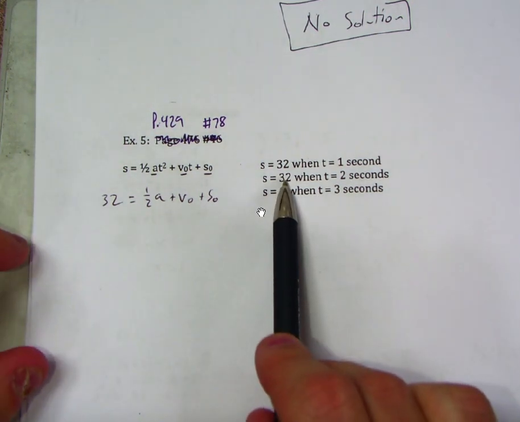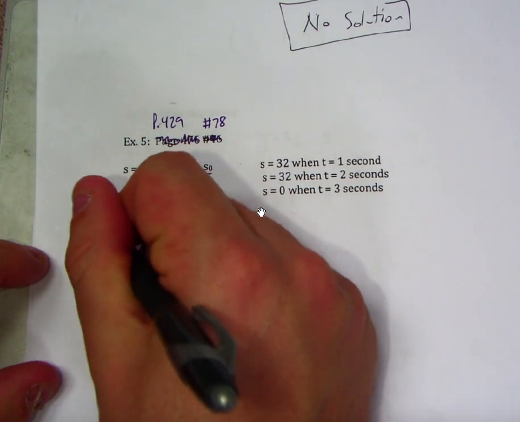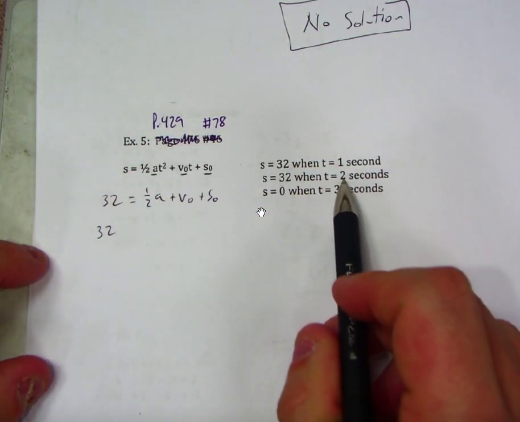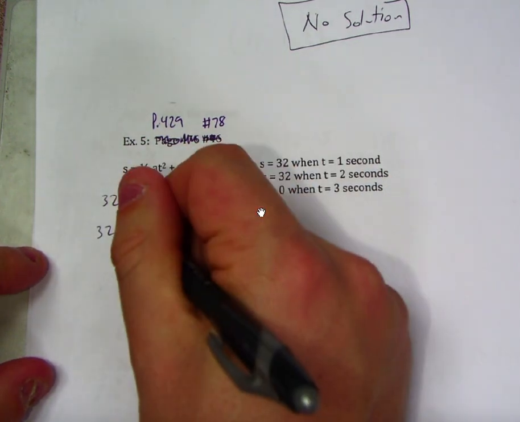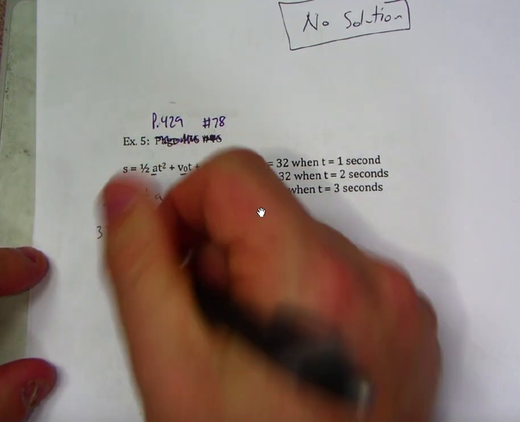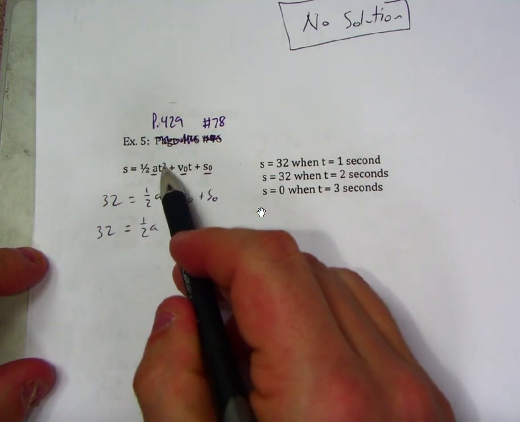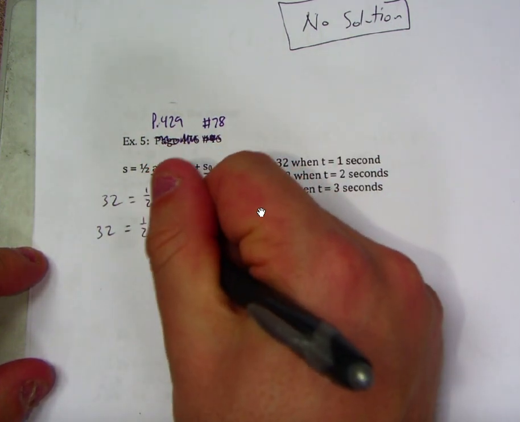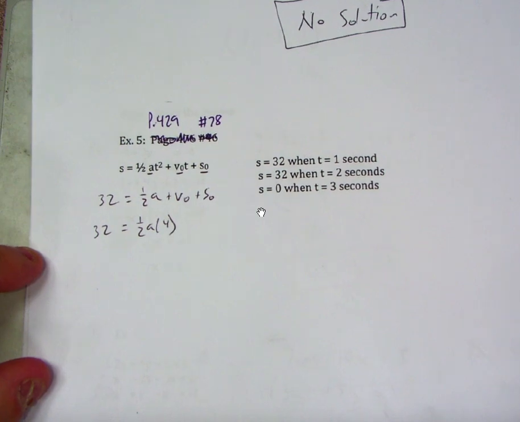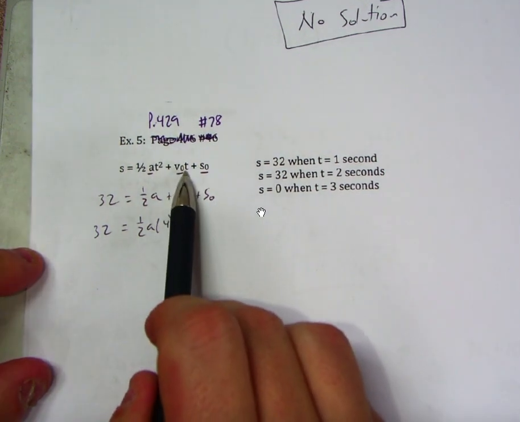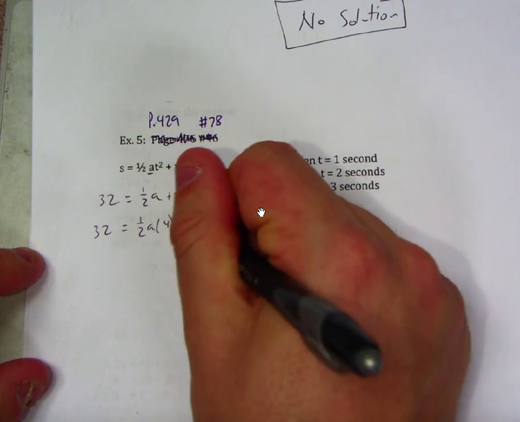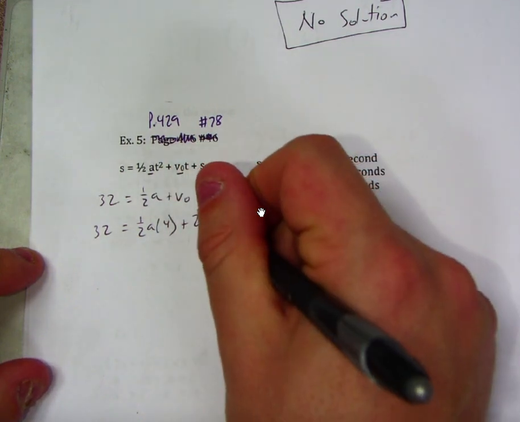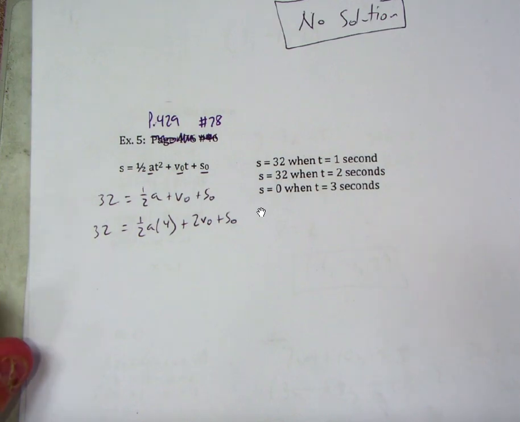Then the next one, plug 32 in for S and 2 in for T. So now here's where you need to be a little more careful, because we would have 1/2 A, and then 2 squared would be 4. Then plug 2 in for T here, so 2 V naught. I'm just going to put the 2 in front, because you always put numbers in front of the letters, plus S naught. There's our second equation from plugging in scenario 2.